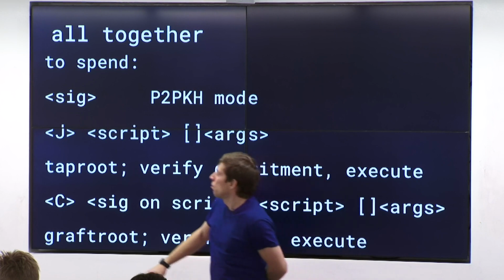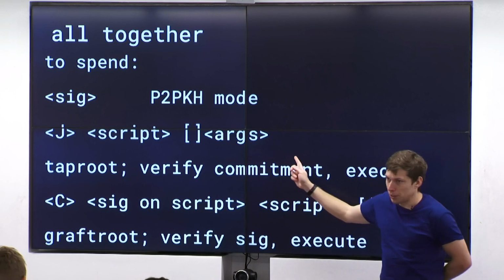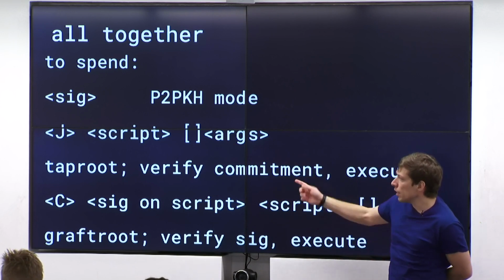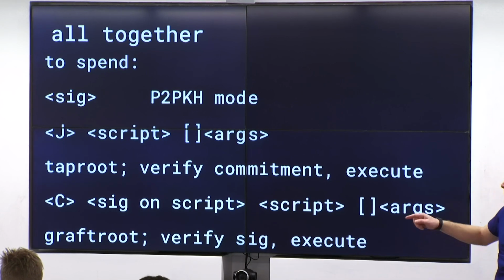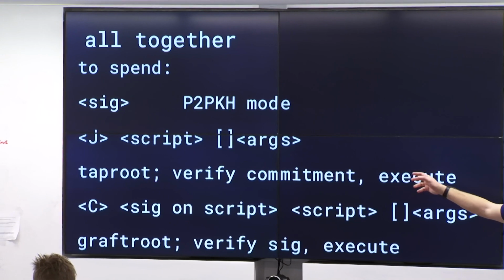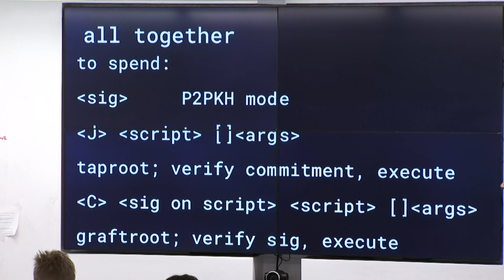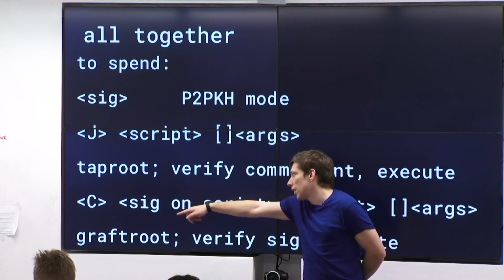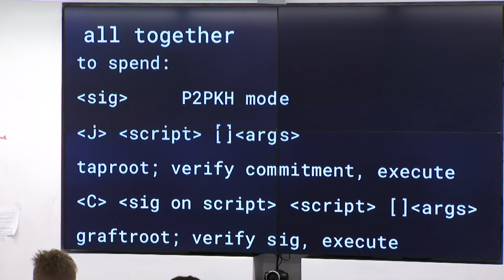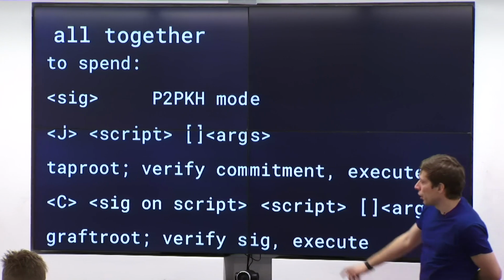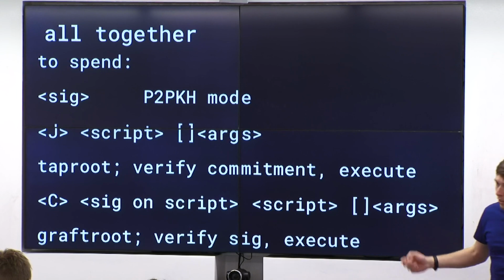Another thing I can do is provide a point J, a script, and a series of arguments for the script. And that's Taproot. I verify that J plus the hash of J and the script times G is equal to that pubkey, and then I execute that script. Another way to do it is if I've got C, which is also just a point, and a signature on the script, and then a script, and a bunch of arguments. Then I say, oh, this is Graftroot. I'll verify this signature on this script, and then execute with these arguments.